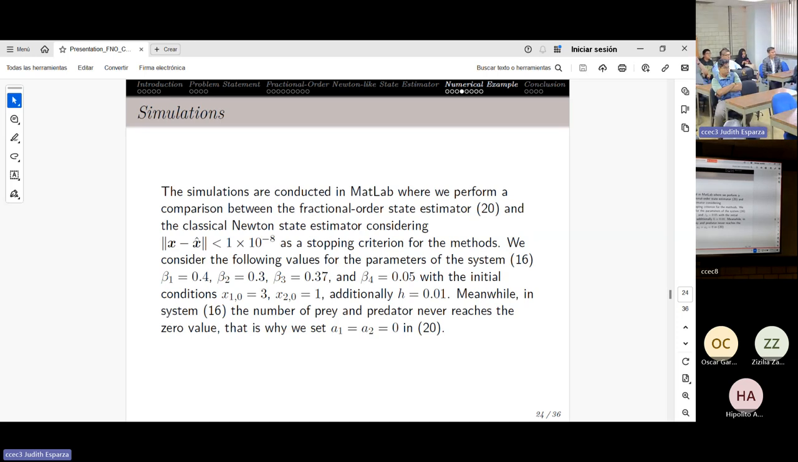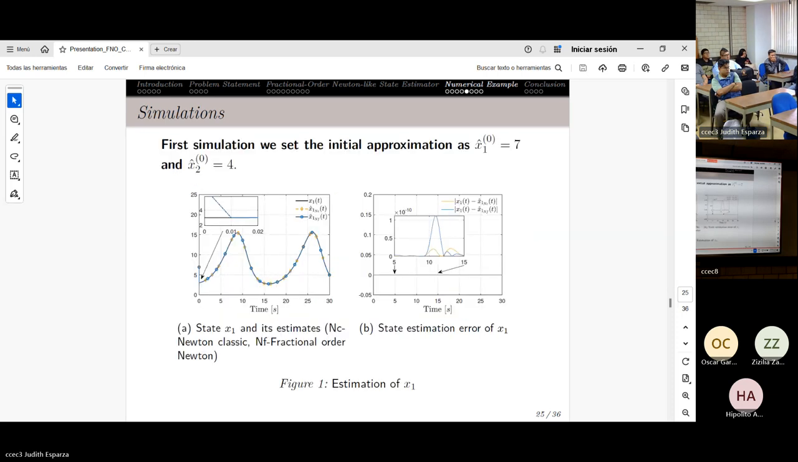where we perform a comparison between the fractional order and the classical Newton method. We consider the following values with some sample time. The number of prey and predators never reaches zero. That is why we set A1 and A2 equal to zero. So we obtain the following results.